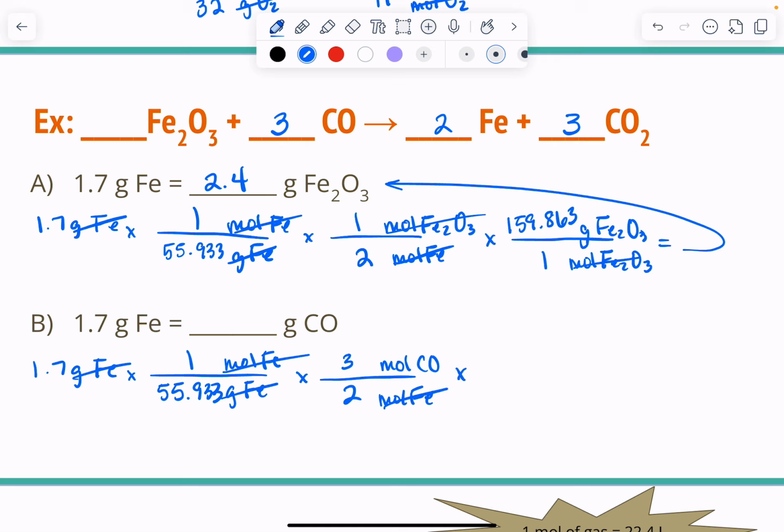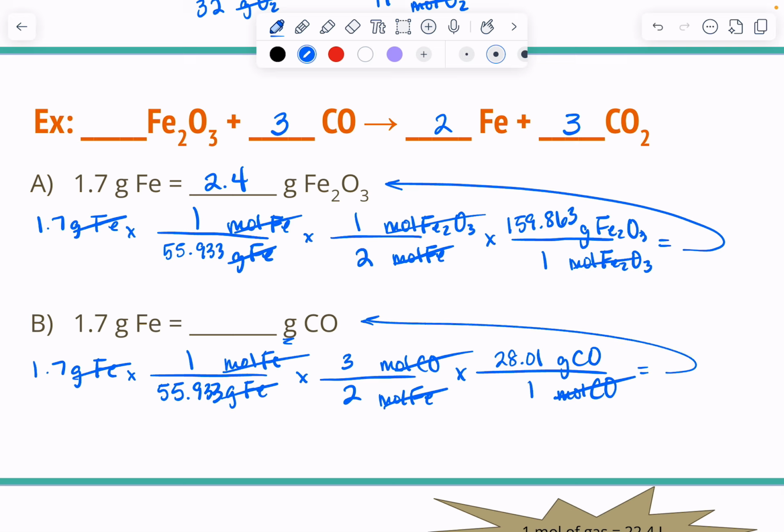Those will cross out. And I need to get to grams of carbon monoxide, so I'm going to have to use the molar mass. Oops, crossed that out too early. But if you add up that carbon and that oxygen, it's going to be 28.01 grams per mole. And the answer that you should get when all is said and done is 1.3 grams of carbon monoxide.